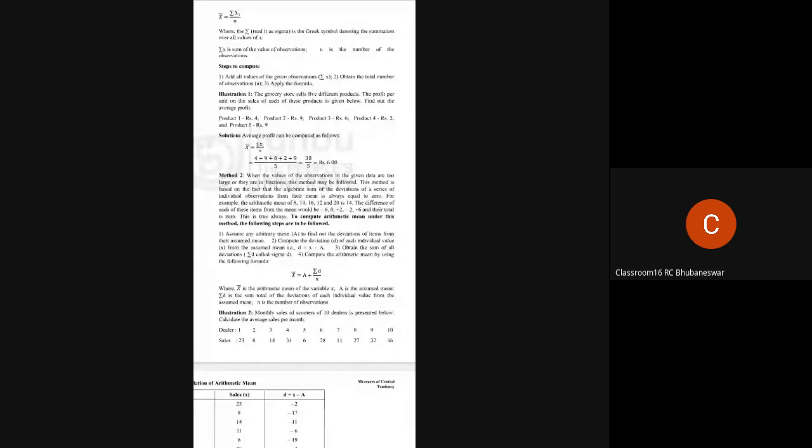So this is the formula. Then, if you are calculating according to assumed mean, the formula is mean equals assumed mean plus summation d by n, or sigma d by n. Here A is the assumed mean and sigma d is the deviation, found by deducting the assumed mean from the variable, divided by the total number of variables.